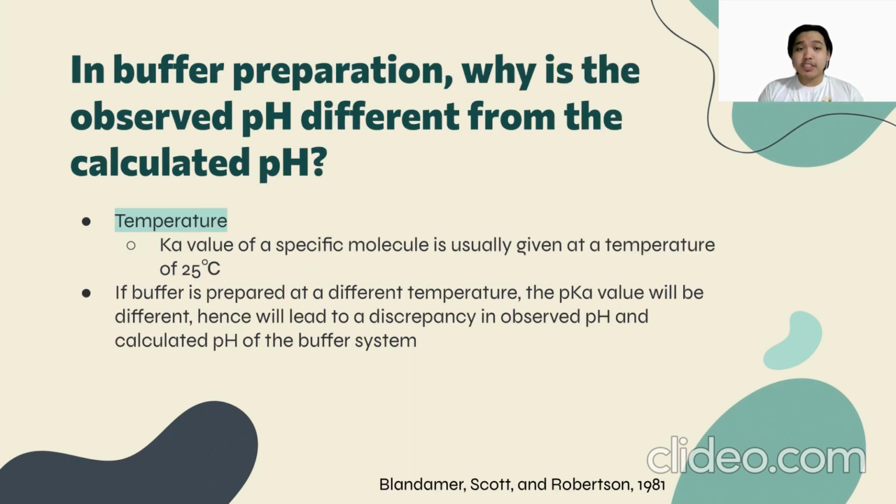Next, in buffer preparation, why is the observed pH different from the calculated pH? The difference in the observed pH and calculated pH is due to the temperature. The Ka, or the acid dissociation constant, is usually computed at 25 degrees Celsius. Thus, if a buffer is prepared at a different temperature, the Ka value will also differ, hence the pKa will also be different. pKa's are used in the calculation of pH, so it means that a different pKa value will lead to a discrepancy in the observed pH and calculated pH of the buffer system.